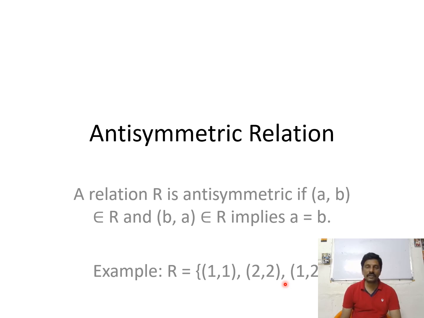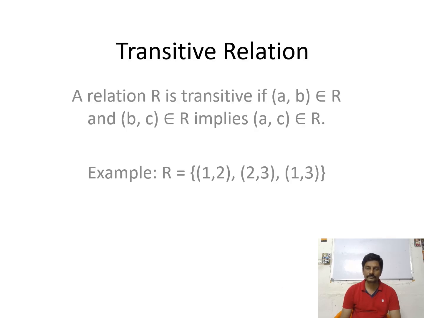Okay, so whenever it is anti-symmetric, then it is not symmetric. If it is symmetric, then it is not the anti-symmetric. Clear? Transitive relation.